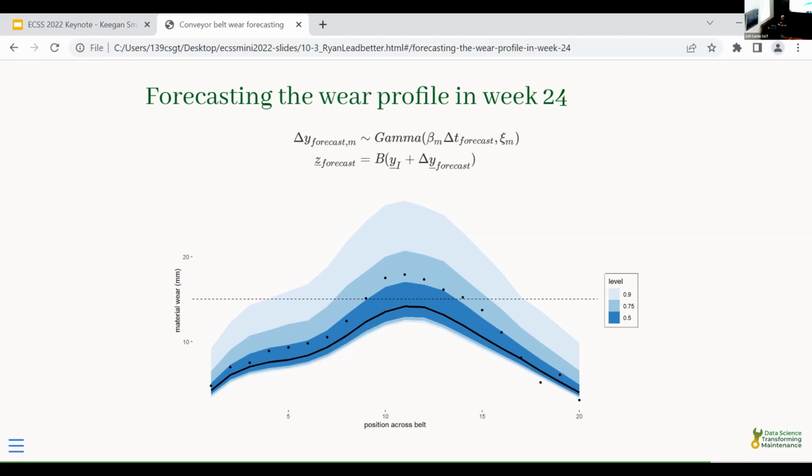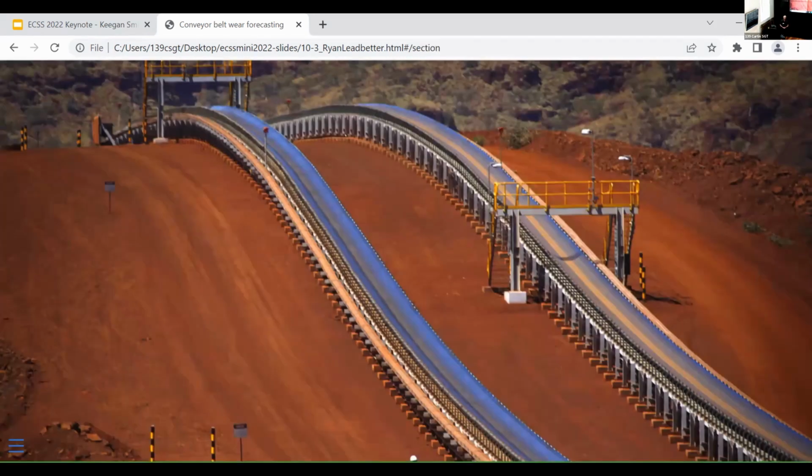And so using this method, an engineer can say, well, I've got a shutdown in week 18 and I've got a shutdown in week 24, both of which I can change the belt in. What will the curve look like at this time and how likely is it to have failed? And then they can base the decision around that. Cool, thank you.